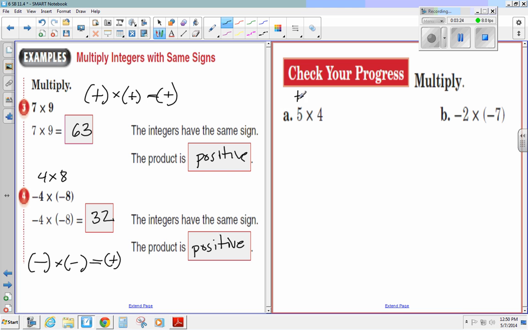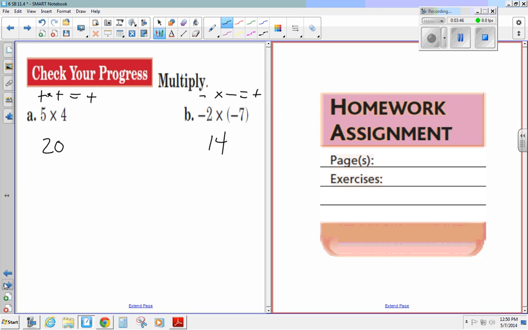So, positive times positive equals a positive answer of 20. Negative times a negative gives us a positive answer of 14. So all you're doing is multiplying normally and then thinking about what the sign should be. And that is what this whole section is about.